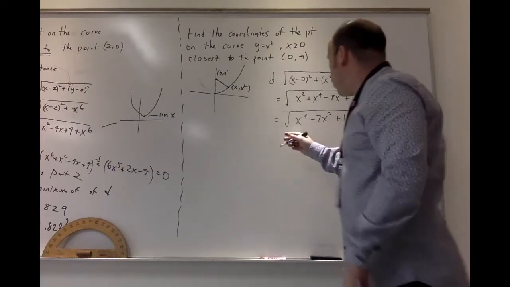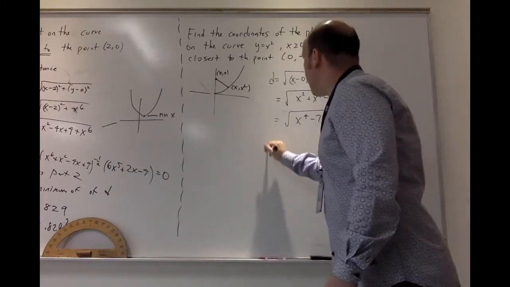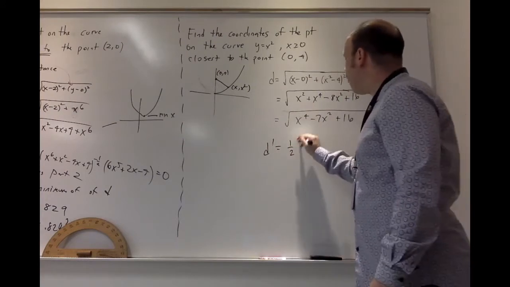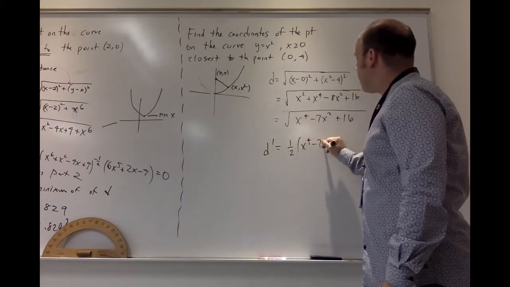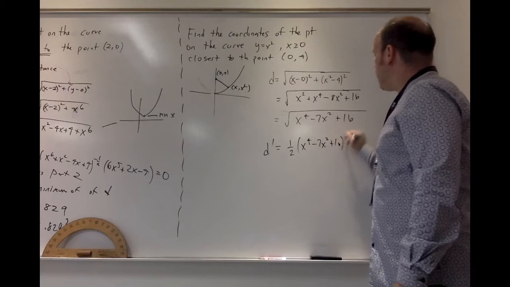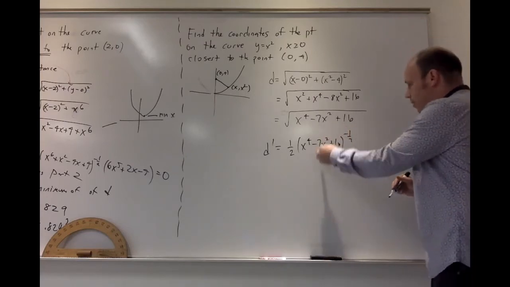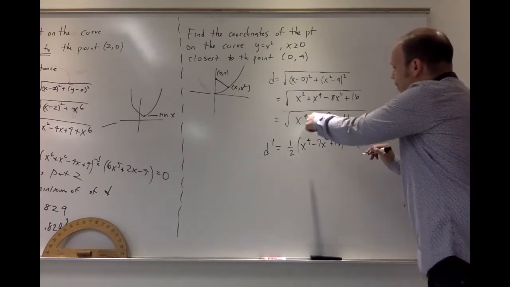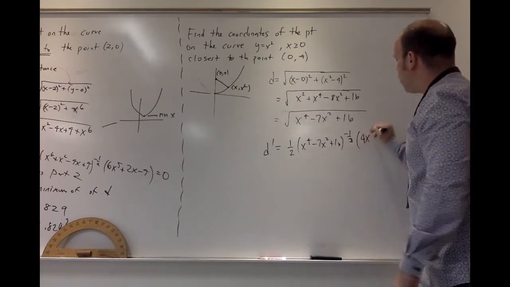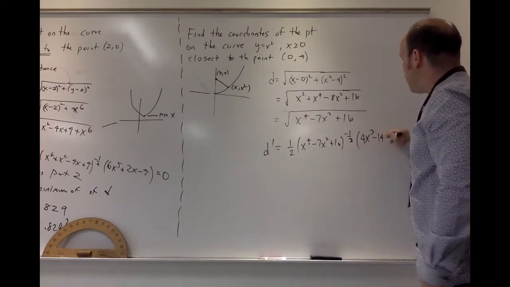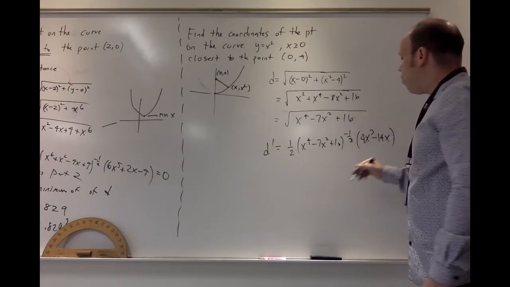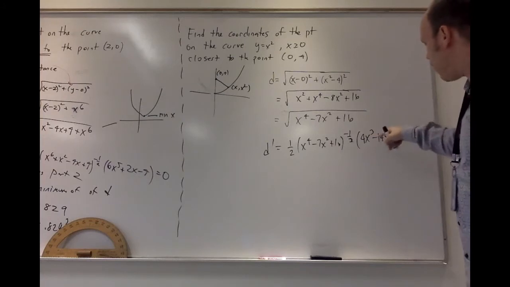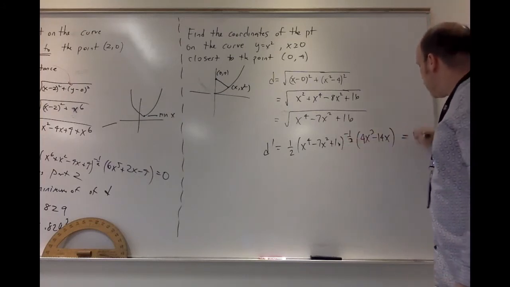So let's assume we're going to leave the radical. We're going to take the derivative. So it's 1/2 of x to the 4th minus 7x squared plus 16 to the negative 1/2, which means this is going in the denominator, times the derivative of this, 4x cubed minus 14x. Well, this isn't so bad. This is why it's a part 1 question, because we can solve this. So this is then equal to 0.